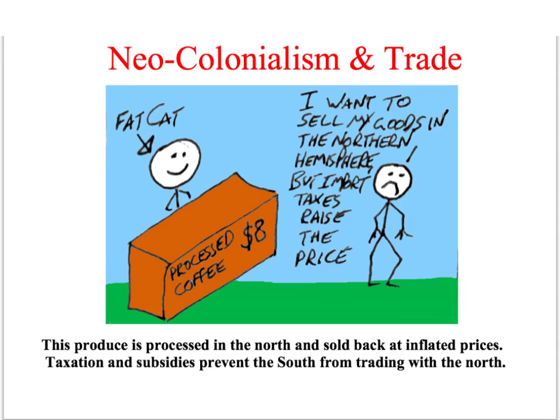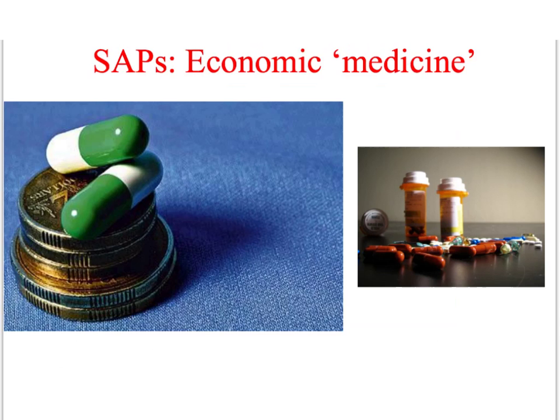For example, coffee is a crop grown in poor countries such as Uganda, but the raw coffee bean is processed in rich countries. So the roasting, the grinding, the packaging all goes on in rich countries, and they take the largest share of the price for coffee.